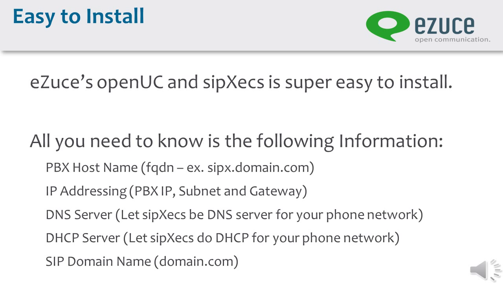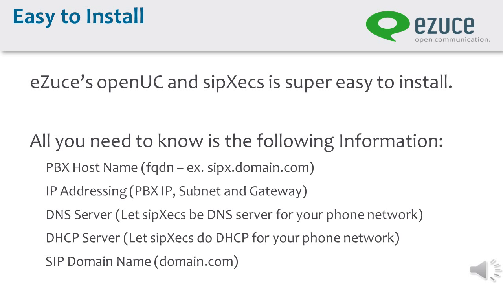DNS server. You can let SIPX ECS be the DNS server for your phone network, or you can use your own DNS server. It's recommended for first-time users to set up SIPX ECS as a DNS server. And a DHCP server, so the telephones can get their IP addresses from the PBX.